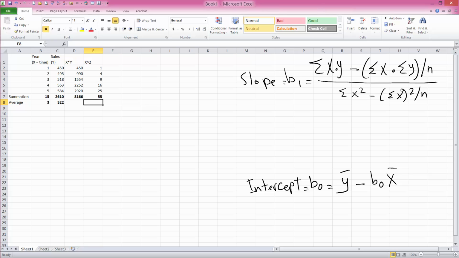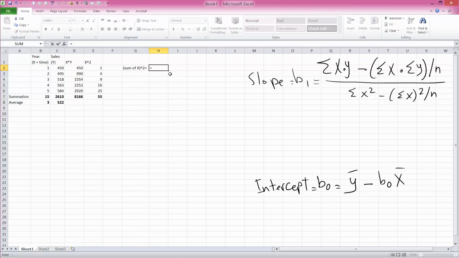Also note that in my calculations, I'm going to need the summation of x's, but squared. So the summation of x's is 15, so I'm also going to need the sum of x, squared, which equals 15 squared, which equals 225. So I'm going to need that in my calculations.